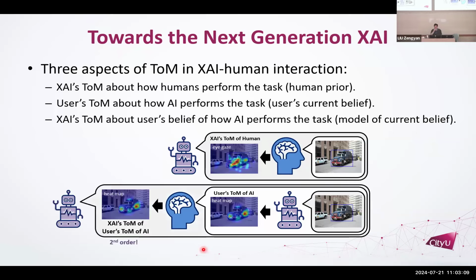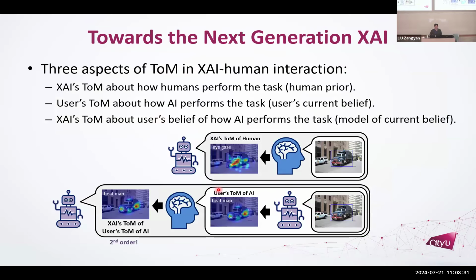So we actually have a third aspect, which is the XAI's theory of mind of the user's belief of how the AI performs a task. So this is the model of the human at its current state. And this is called a second order theory of mind because it's the theory of mind of the theory of mind of something.